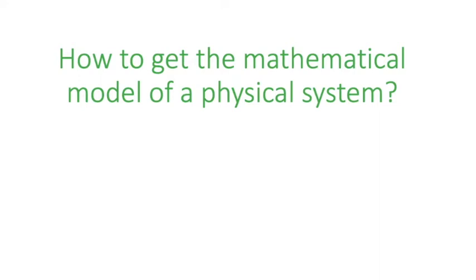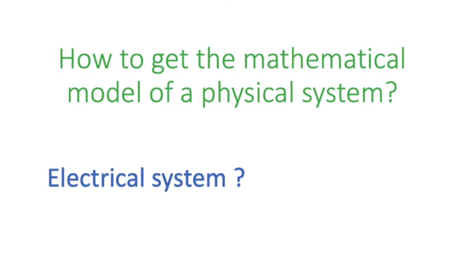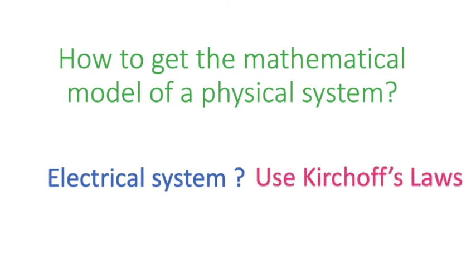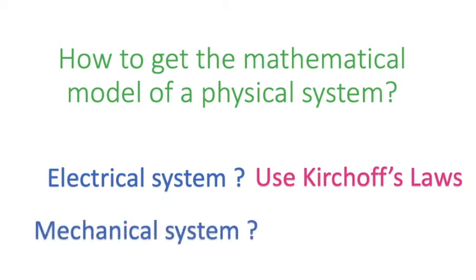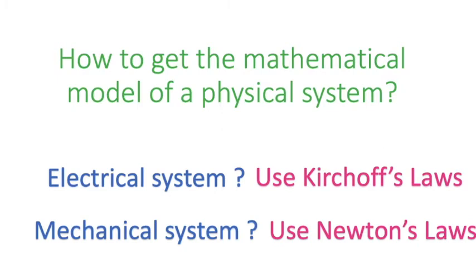So, how do we get the mathematical modeling of a physical system? If it's an electrical system, we can write the Kirchhoff's laws to get the mathematical model. For a mechanical system, we can use Newton's laws for the same. Let us look at a mechanical system.